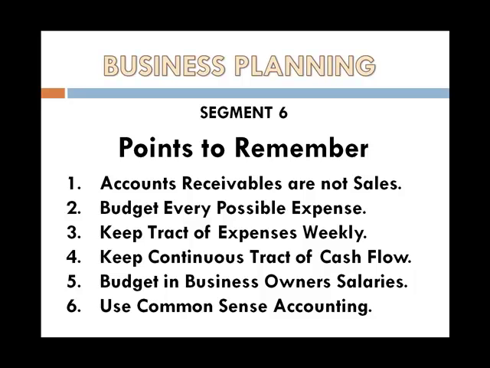Some points to remember. Number 1, accounts receivables should never be counted as sales until the money is received. Number 2, a business owner must budget each and every expense that they could incur in each month. It doesn't mean that the owner should spend that amount of money, but rather ensure that the money is available if needed. It is also recommended to budget additional other expenses to ensure unexpected costs are covered. Number 3, a business owner should keep track on a weekly basis what expenses have occurred.